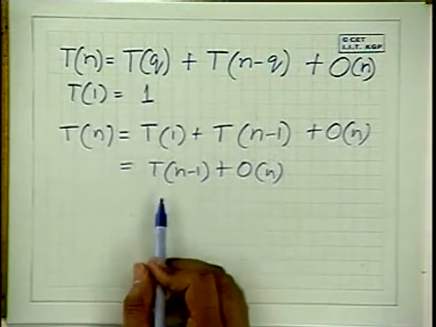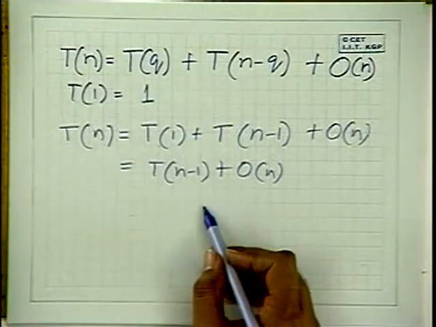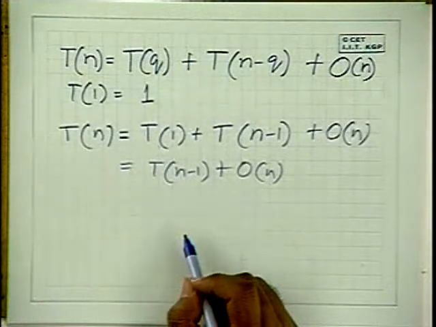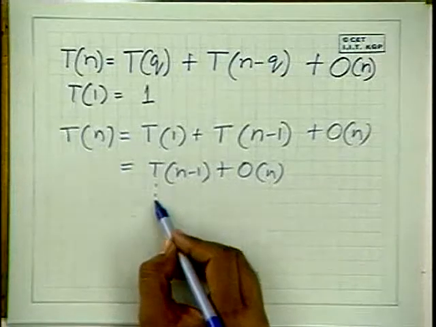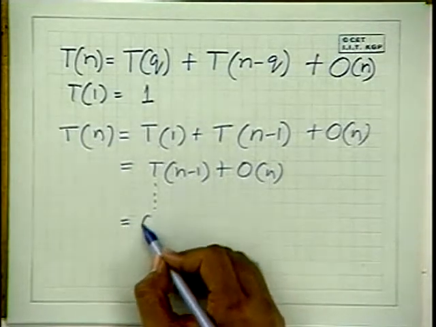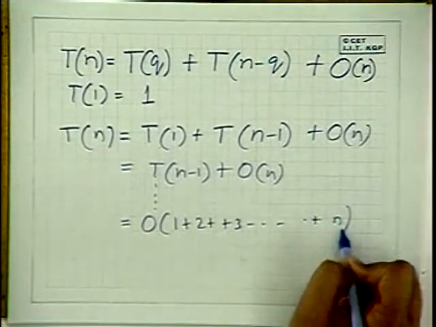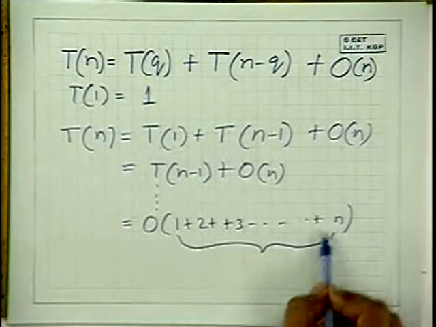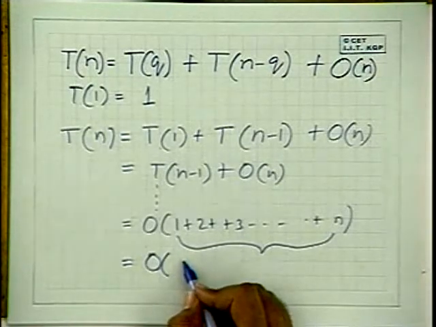So what does it solve to? T(n) is equal to T(n minus 1) plus order of n. What does it solve to? Order of n plus order of n minus 1 plus order of n minus 2, it goes up to 1. So basically, if you unravel this recurrence, this will be equal to order of 1 plus 2 plus 3 up to n. And you know this sum. What is this sum? N into, and what is the order of that?